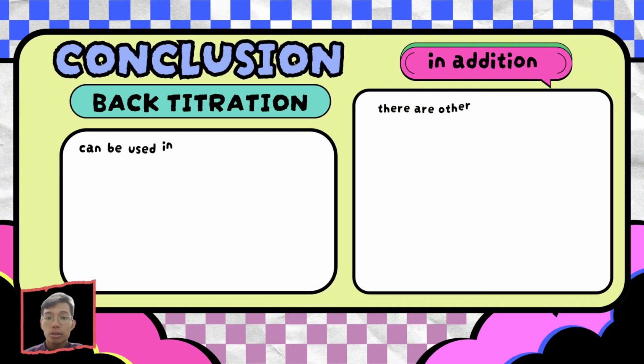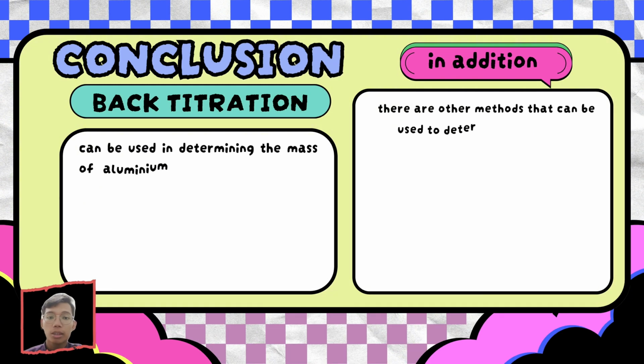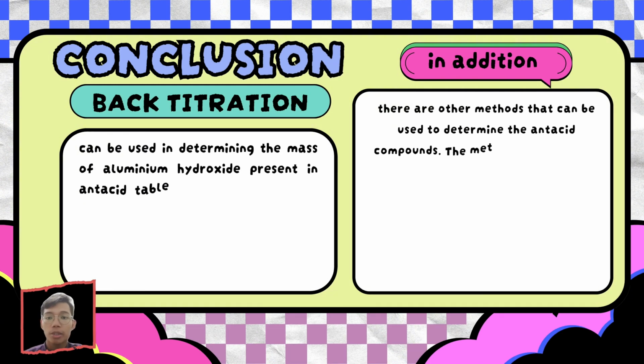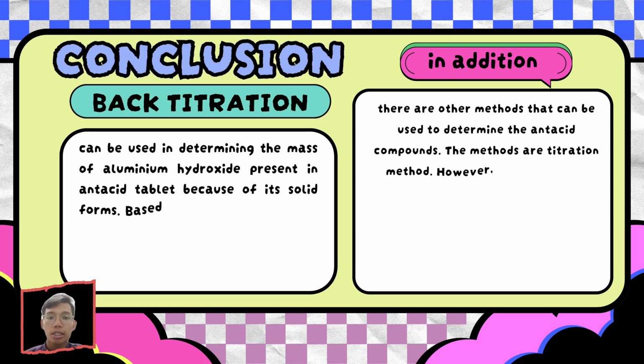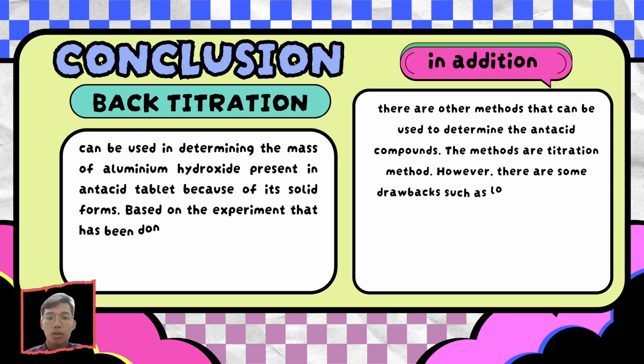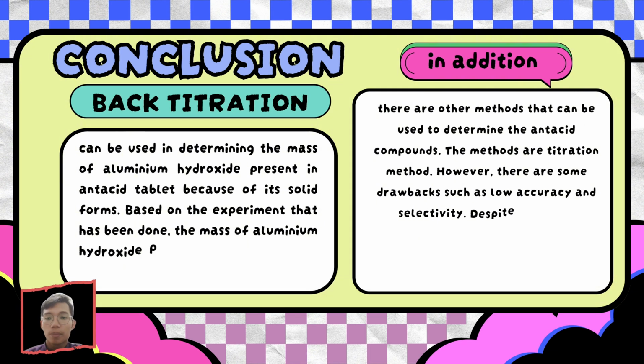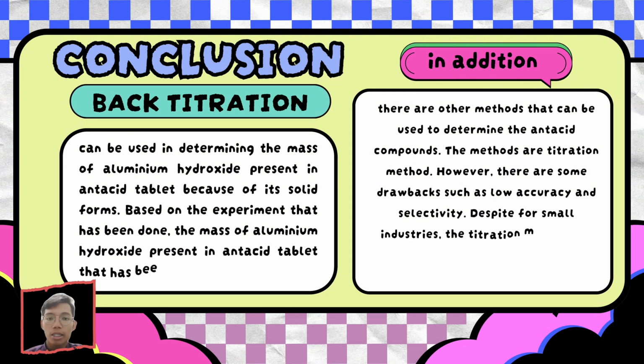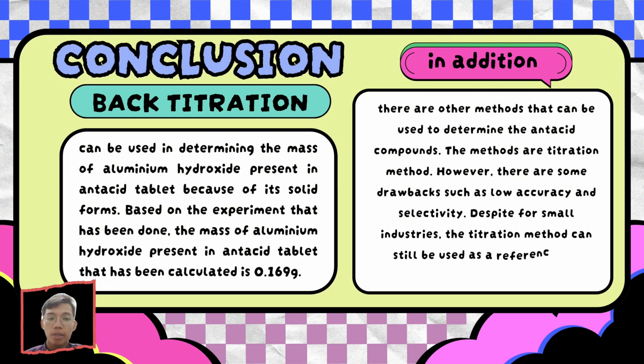In conclusion, back titration can be used in determining the mass of aluminium hydroxide present in antacid tablet because of its solid form. Based on the experiment that has been done, the mass of aluminium hydroxide present in antacid tablet that has been calculated is 0.169 gram.